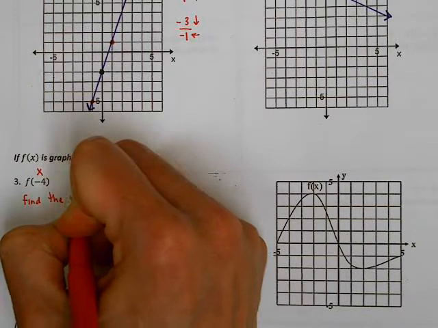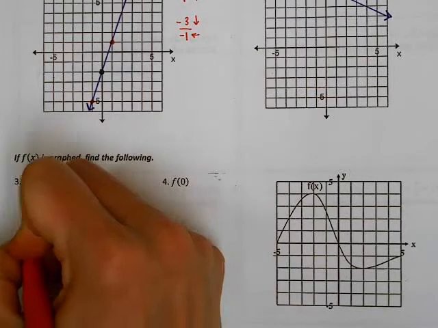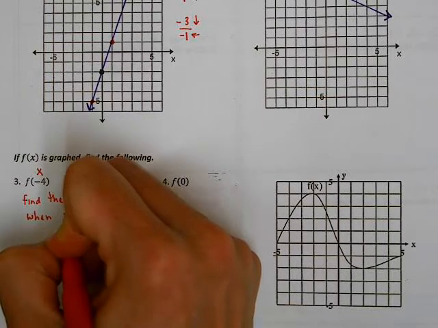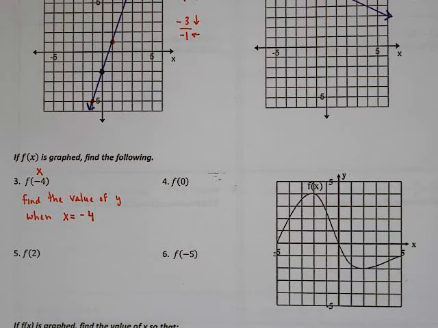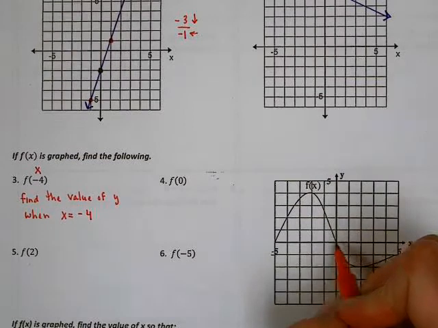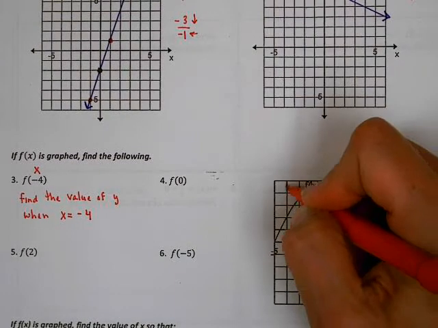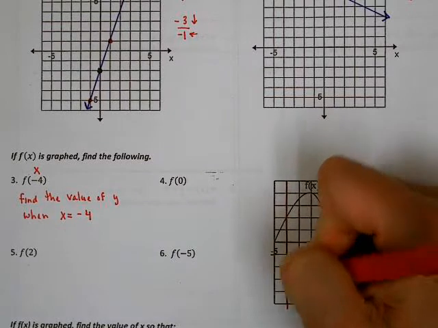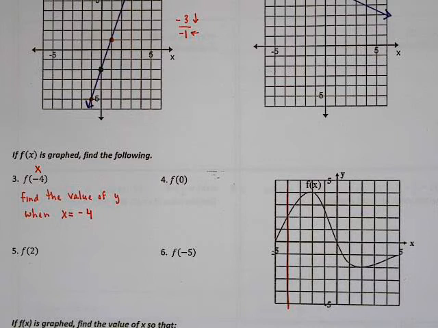So what this problem is really asking us to find is the value of y when x is equal to negative 4. That's what it's asking me to find. So I'm looking for a y value. So here's what we're going to do. I know that x equals negative 4. That means from the origin I take 4 steps to the left. And I know any point along this red line has an x value of negative 4.